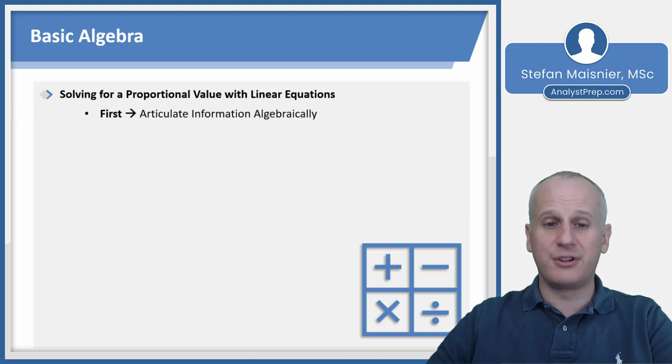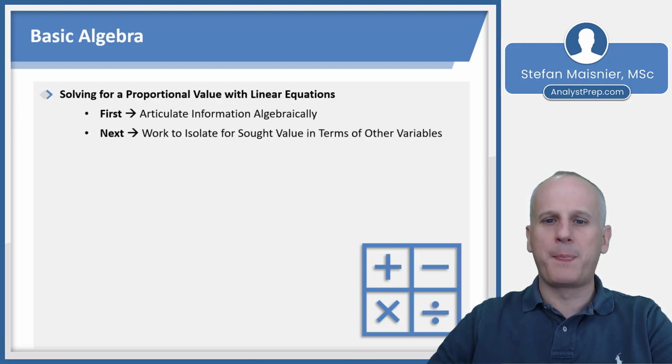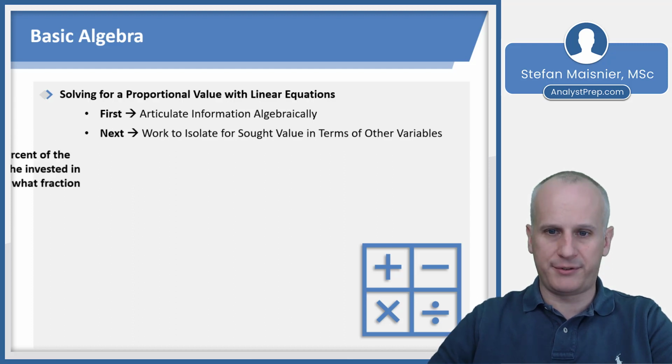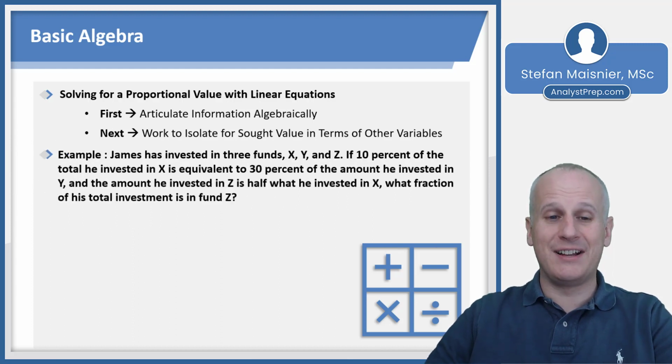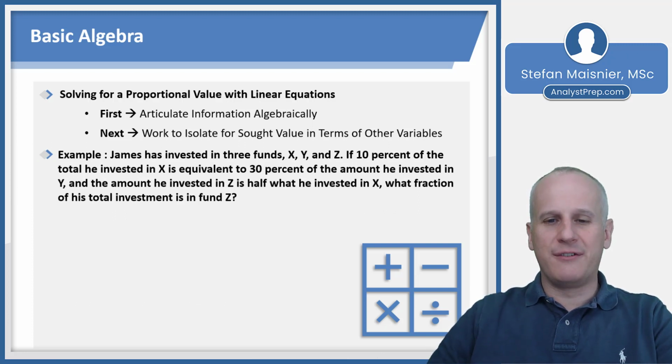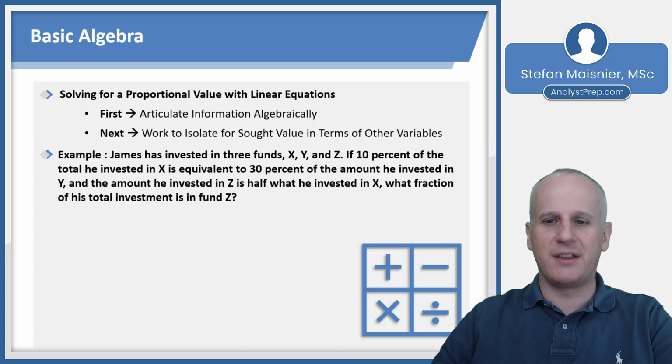So first, you're still going to articulate your information algebraically. Then you're going to isolate the sought value in terms of the other variables. So we've got another example, this time a word problem. James has invested in 3 funds, X, Y, and Z. Simple enough. If 10% of the total he invested in X is equivalent to 30% of the amount he invested in Y, and the amount he invested in Z is half what he invested in X, what fraction of his total investment is in fund Z?